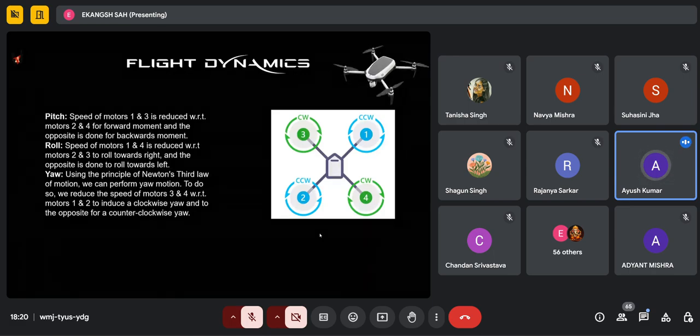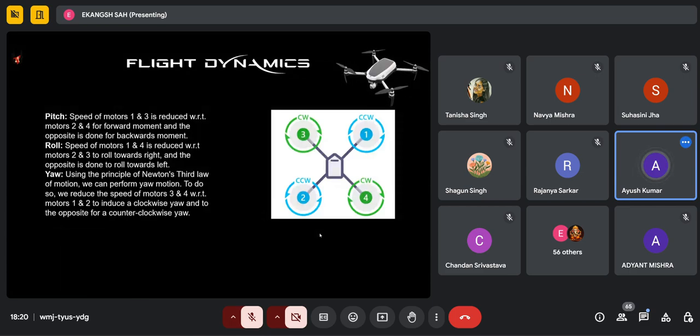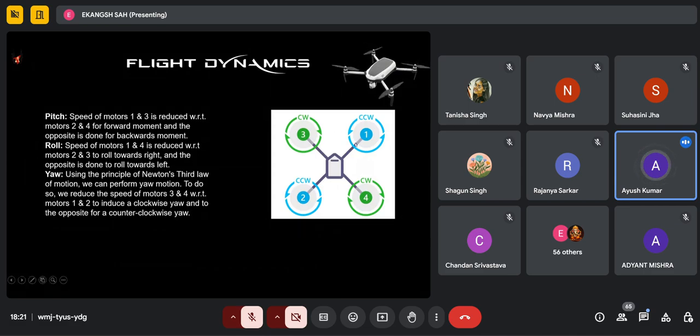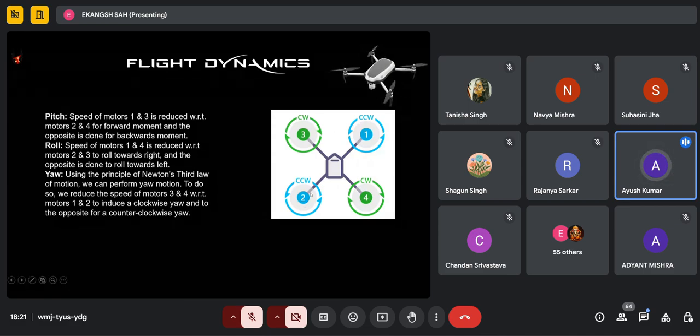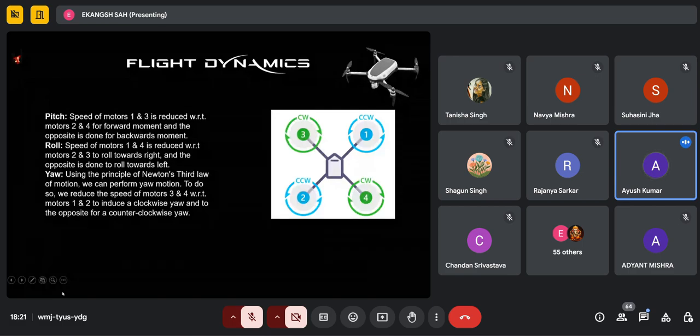So now we'll be discussing the flight dynamics, meaning the motion of the drones. It has different motions, and for stable motion, it is necessary that the two diagonal arms which have the motors rotate in opposite directions. Diagonally, one pair will rotate in the clockwise direction, and the other diagonal pair will rotate in the counter-clockwise direction. Next slide.